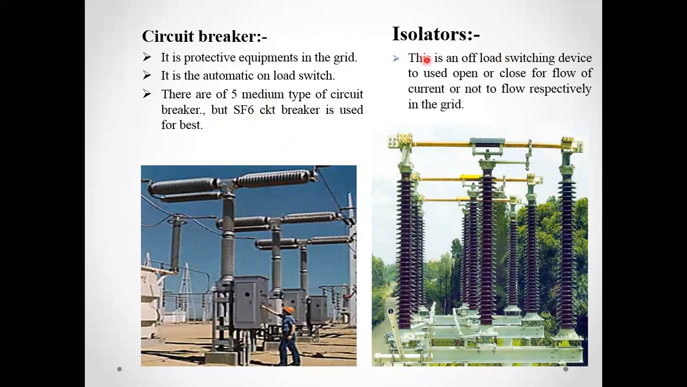Then next are the isolators. An isolator is an offload switching device which is used to open or close the flow of current, or not to flow respectively, in the grid. So the isolator can be used to open or close the flow of the current. So that is the isolator. Here you can see the picture of the isolators.